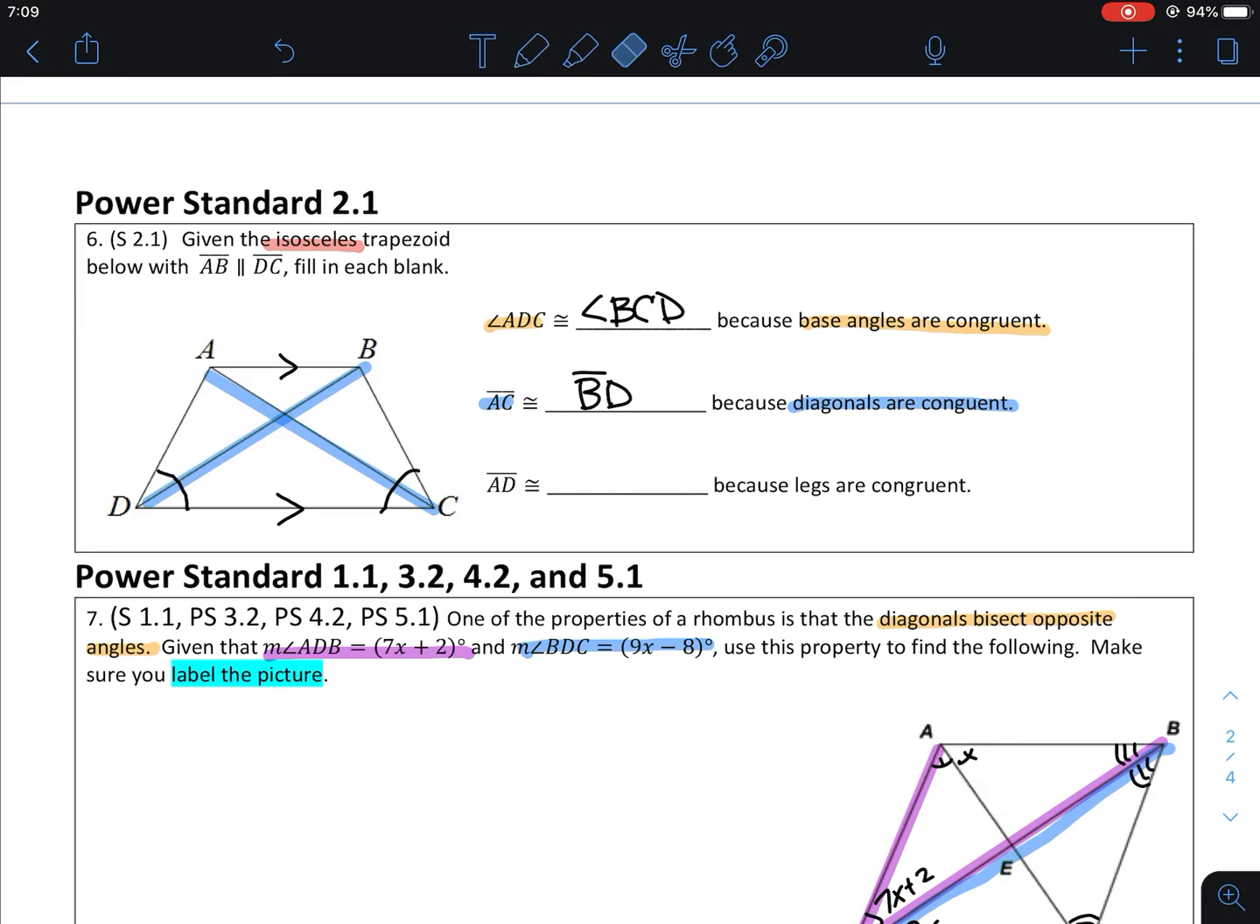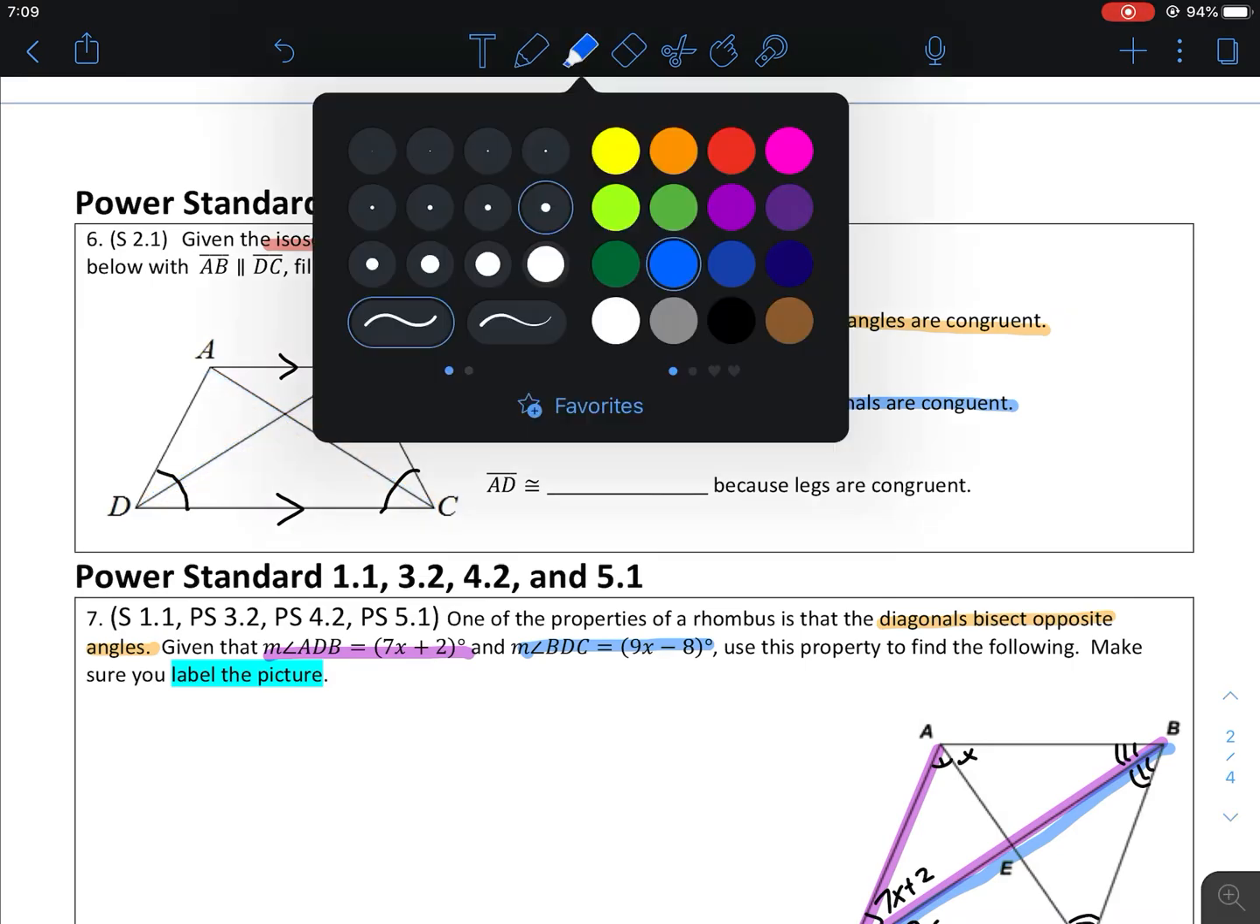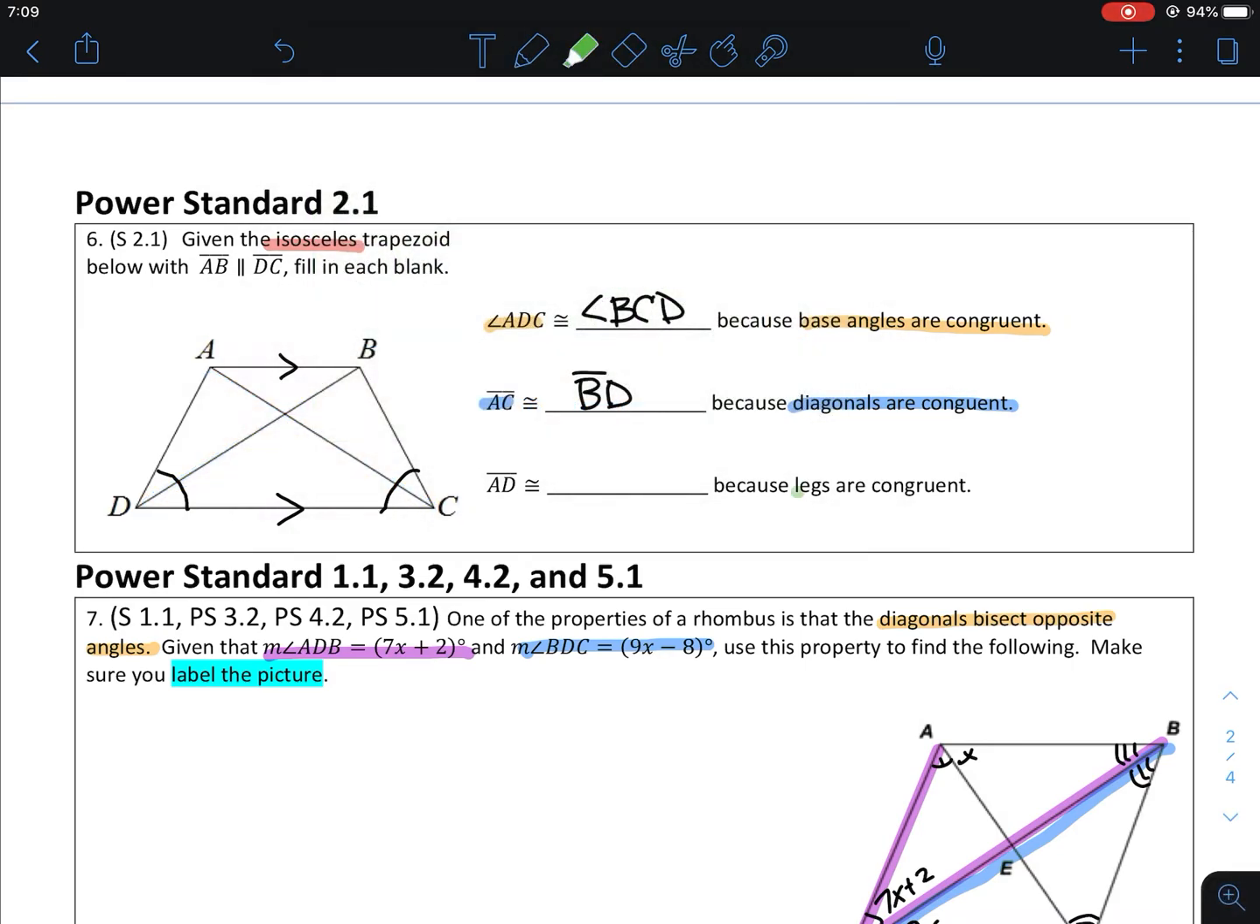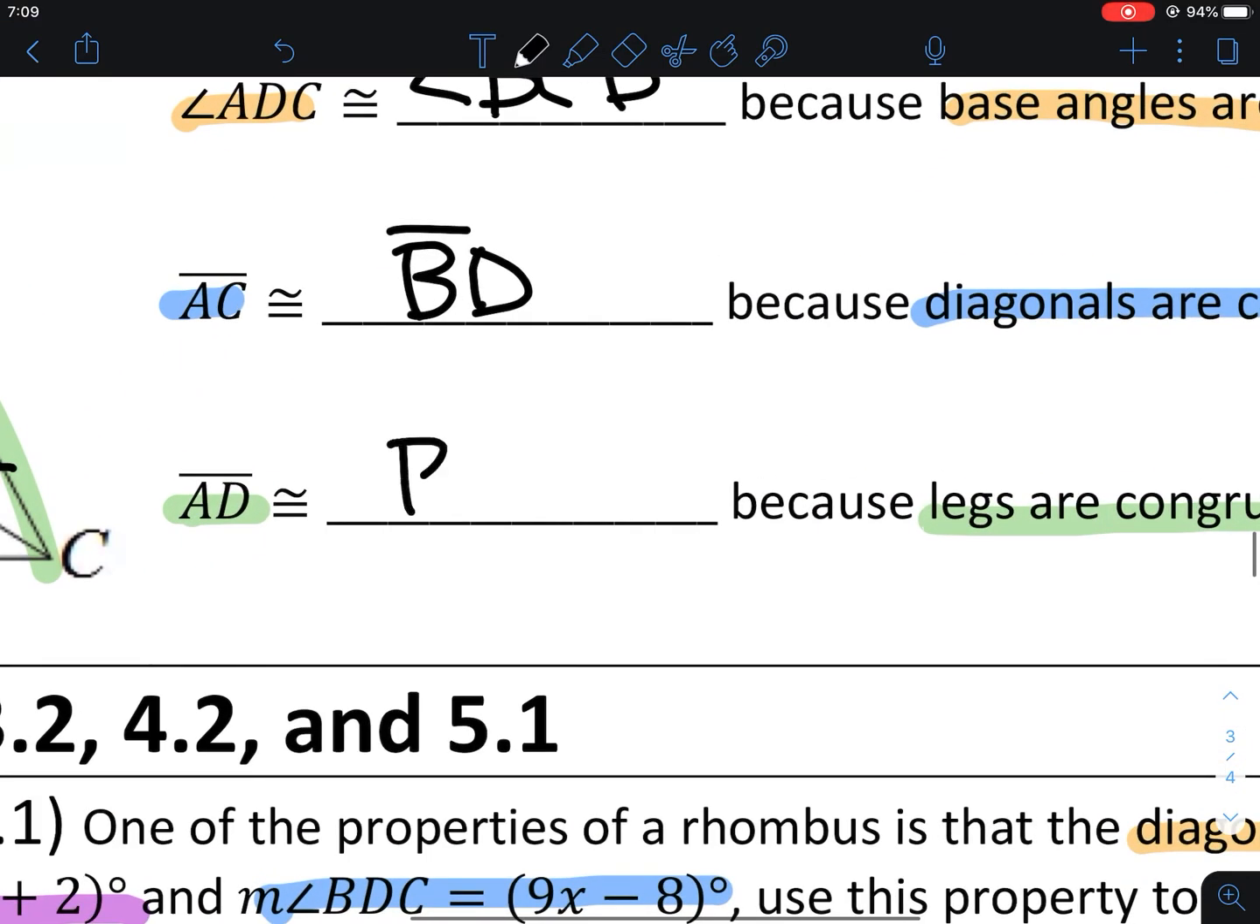And then finally, we're told that the legs are congruent. That's the third property that we're told. Legs are congruent. So leg AD is then congruent to leg BC based on that property. Leg AD is congruent to leg BC.